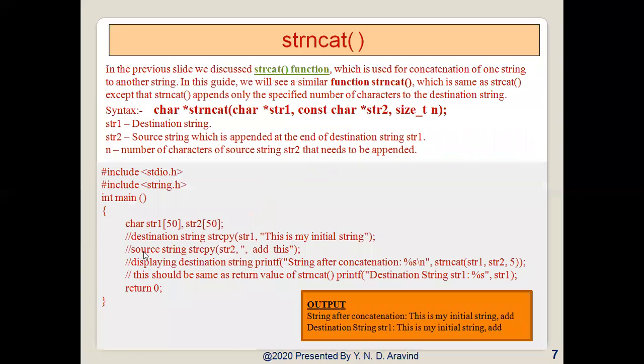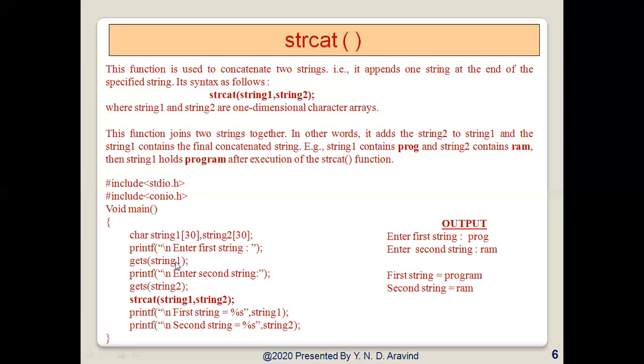Here also, we have string 1 and string 2, declared to be string variables of size 30. Each of these variables can store up to 30 characters, including the null character \0. The string variable string 1 is initialized with prog. Then the value we have entered into string 2 is ram. So in string 1 we have prog, and in string 2 we have ram.